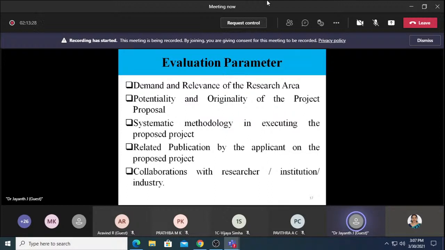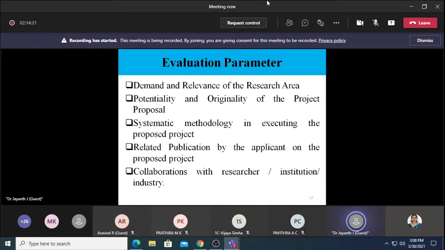Second, potentiality and originality of the project proposal. Your potentiality and originality will be verified with your methodology. What objectives have you written, and have you identified the problem? If the problem you identified is already being solved at any national or international level, and the proposal content matches the same thing, your proposal will be rejected. Third, systematic methodology in executing the proposed project. If your objective is not matching your methodology or expectation, and you're not getting the same output after your methodology, your proposal will be rejected.